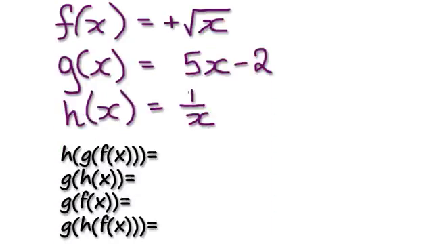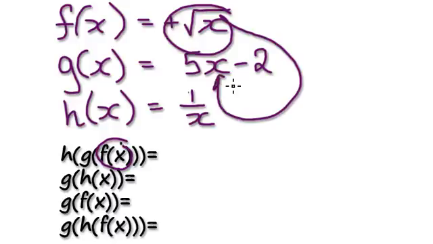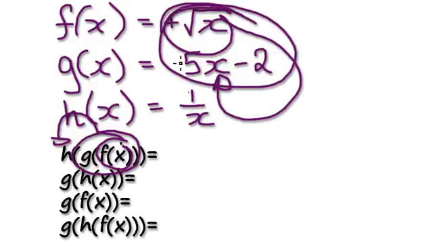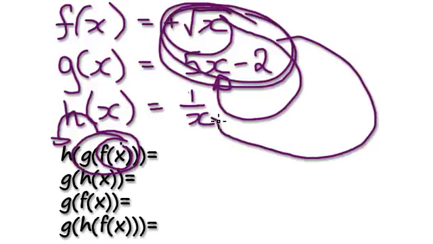Okay, let's give you guys some more practice. Given these three functions here, work these out. For the first one, you've got f of x here. Put f of x into g of x, so put this here into here, and then put the combination of the two into h.